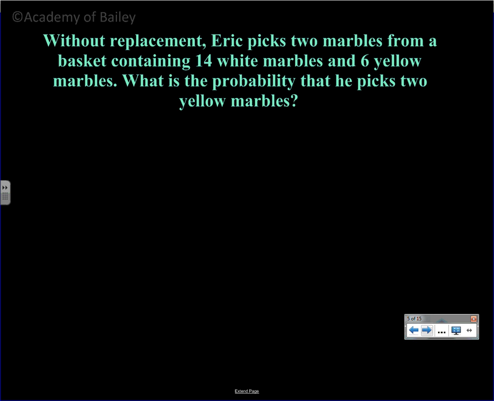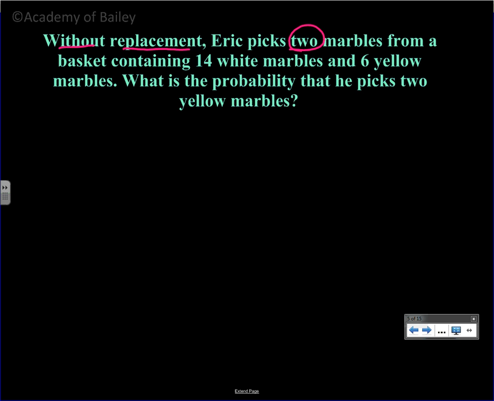This next one. Without replacement, Eric picks 2 marbles from a basket containing 14 white marbles and 6 yellow marbles. What is the probability that he picks 2 yellow marbles? So without replacement means that he's going to choose one and then not put it back. And remember, he's picking 2 marbles.